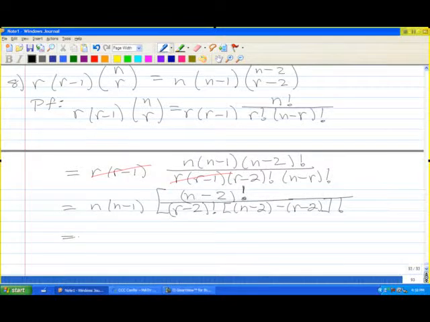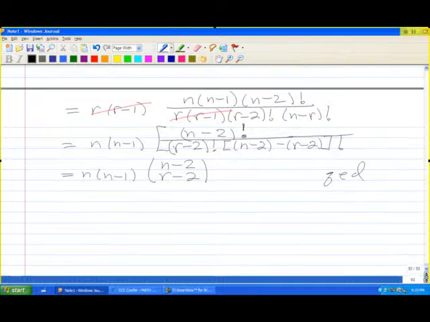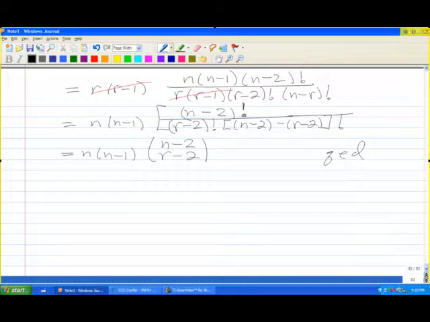But this, well, if I look here and I just substitute n minus 2 for n and r minus 2 for r, this is just n minus 2 C r minus 2. And that's what I wanted to show. And so I can show this in general. Let me see.